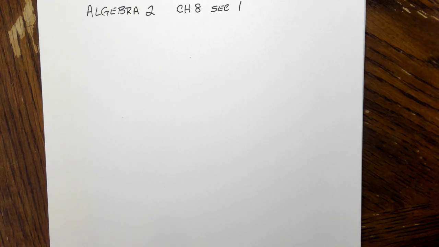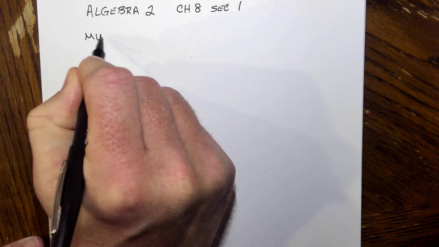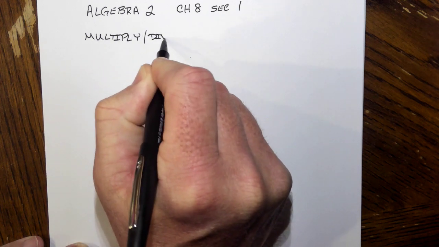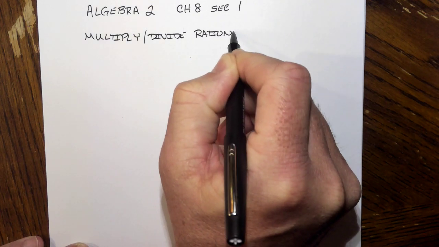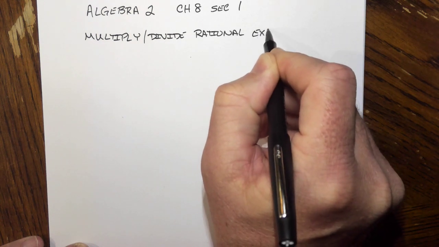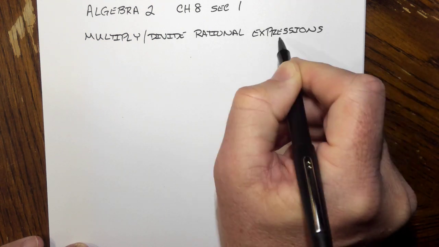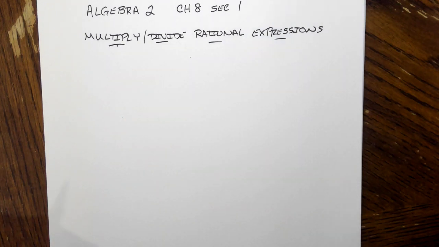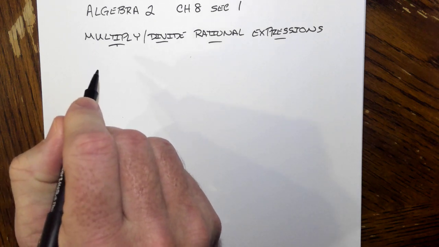All right, Chapter 8, Section 1, we'll talk about multiplying and dividing rational expressions. Rational expressions mean fractions for the most part, except now instead of just all numbers, you're going to see variables involved. Now, you have all done something like this in the past.